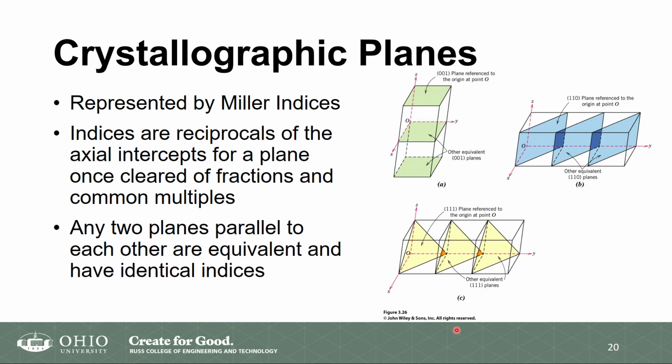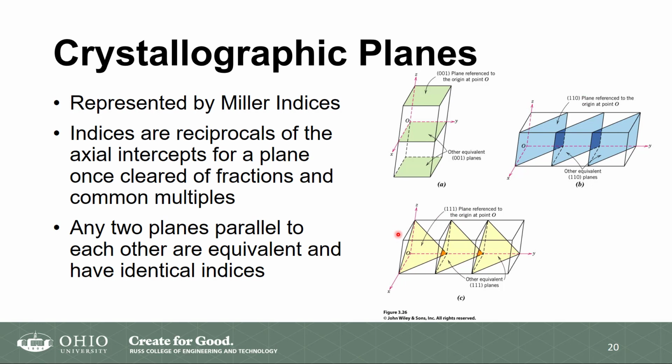So just like the vectors are represented by indices, our crystallographic planes are represented by Miller indices. Now, the indices are basically reciprocals of the intercepts of the axis. So once we figure out where the plane intersects the axis, we take the reciprocal of that and we do some reduction, and we end up with these numbers that describe the plane. You can see some examples here: this shows an example of a 0, 0, 1 plane, this shows examples of 1, 1, 0 planes, and this shows examples of 1, 1, 1 planes.